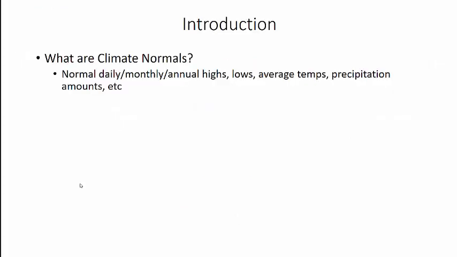What do I mean by climate normals? I'm referring to things like the normal daily high, the normal daily low for a given date, the normal monthly precipitation for a given month, etc.